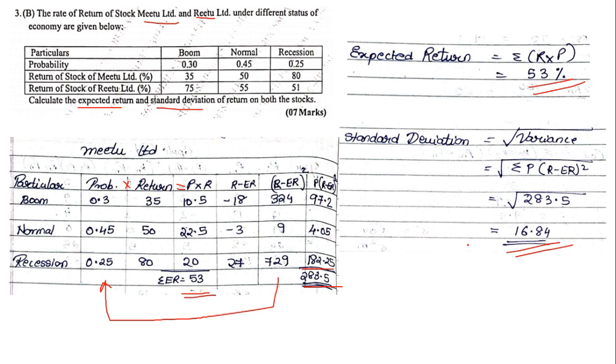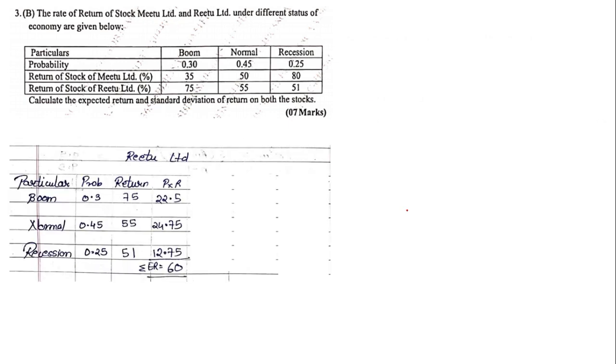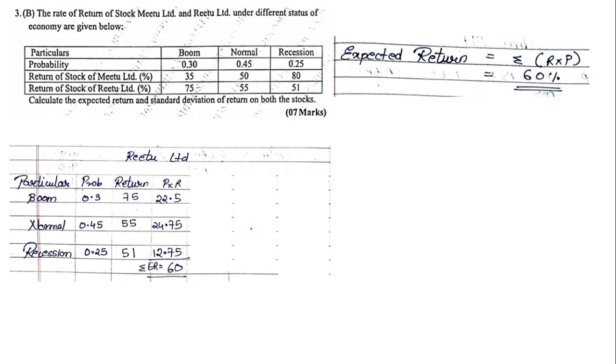Okay, now we'll start with the next one, that is RE2 Limited. Under RE2, it is the same columns we'll require. We have the particulars, boom, normal, recession, probabilities 0.3, 0.45, 0.25. Returns are 75, 55 and 51. Multiply, so we get 22.5, 24.75 and 12.75. Total comes to 60. So our expected return is 60%.